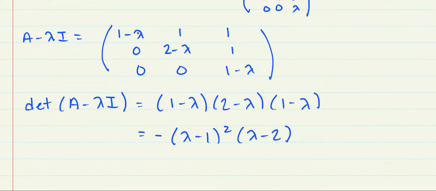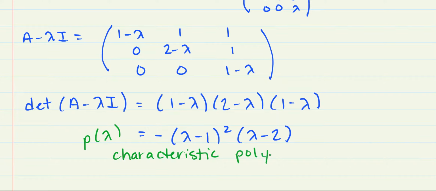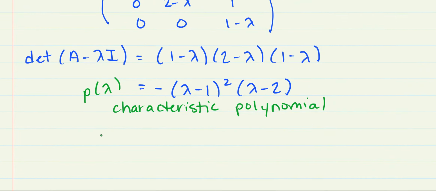And this polynomial, we call it P of lambda, and this is the characteristic polynomial. And remember that the eigenvalues are the roots of this characteristic polynomial. So if we set this polynomial equal to 0 and solve for lambda, we'll get that lambda is equal to 1 and lambda is equal to 2. And these are our eigenvalues.